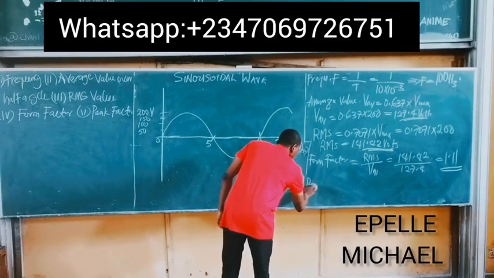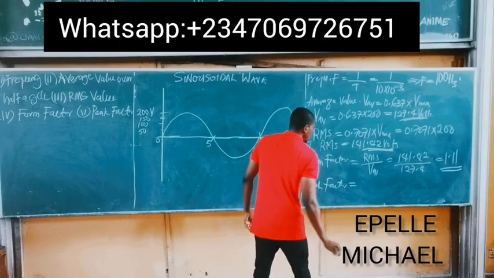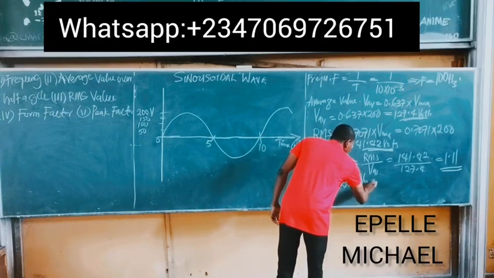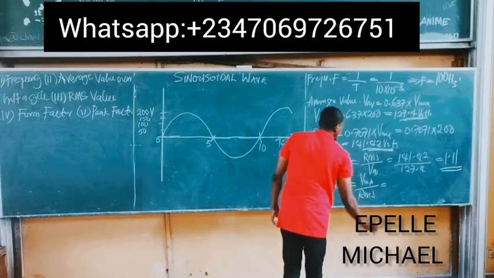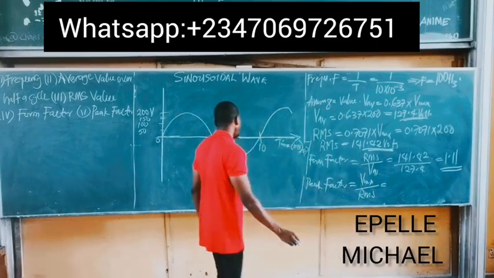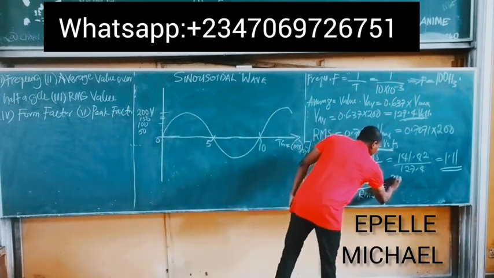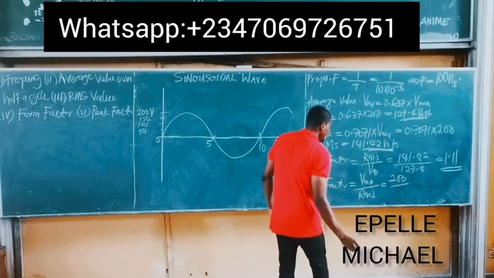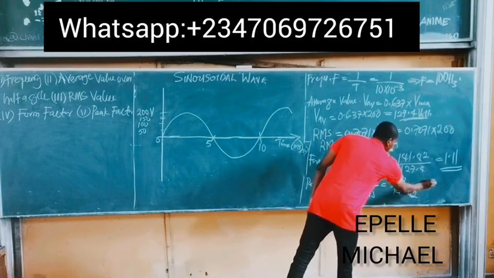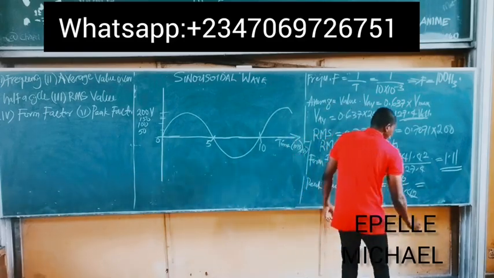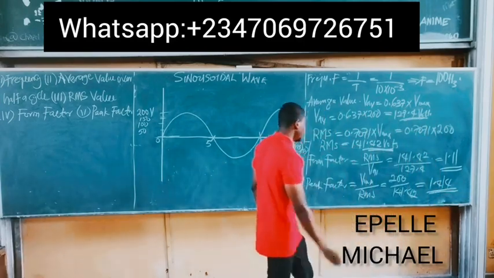Finally, the peak factor is simply equal to the maximum voltage or the peak voltage all over the root mean square value, and this is equal to, the peak voltage is the highest voltage on the cycle, which is 200 volts here. So you simply have 200 divided by RMS value 141.42. Please give me this value. 1.414. So this becomes the value of the peak factor.